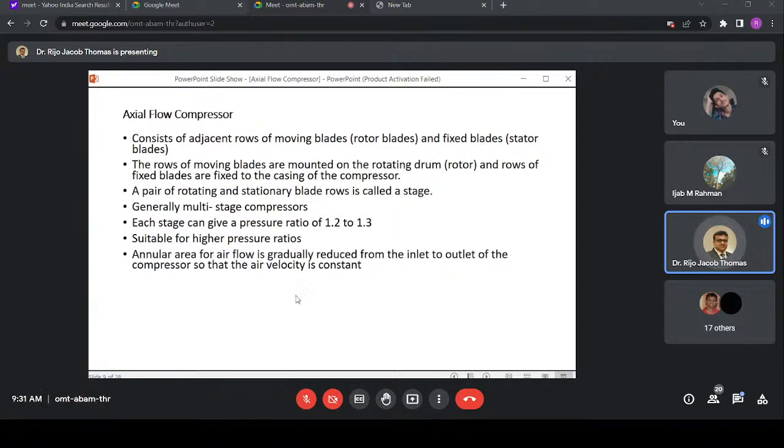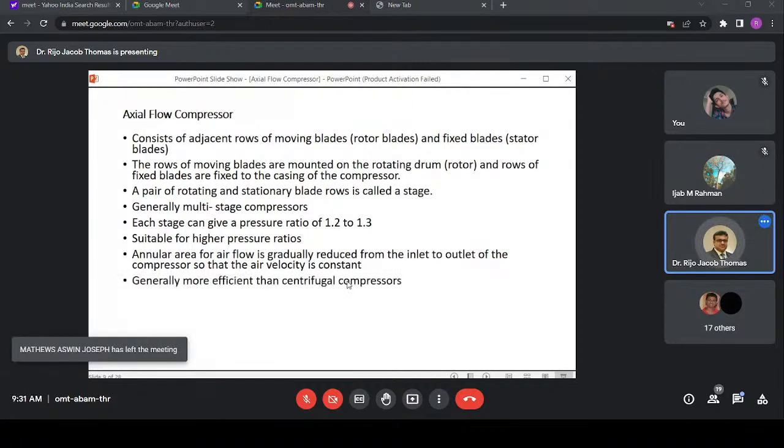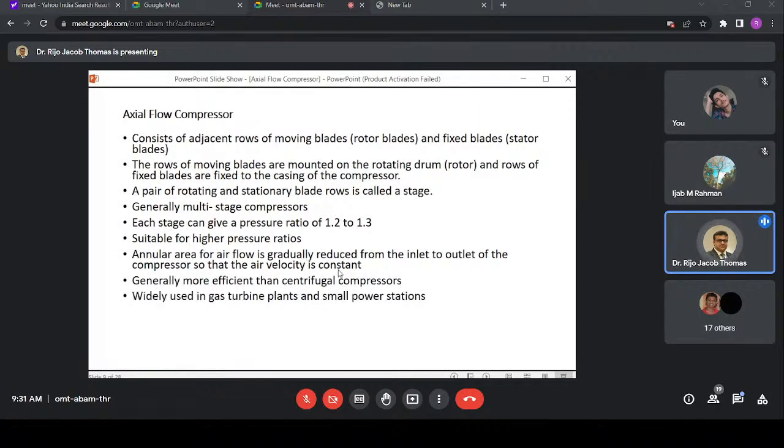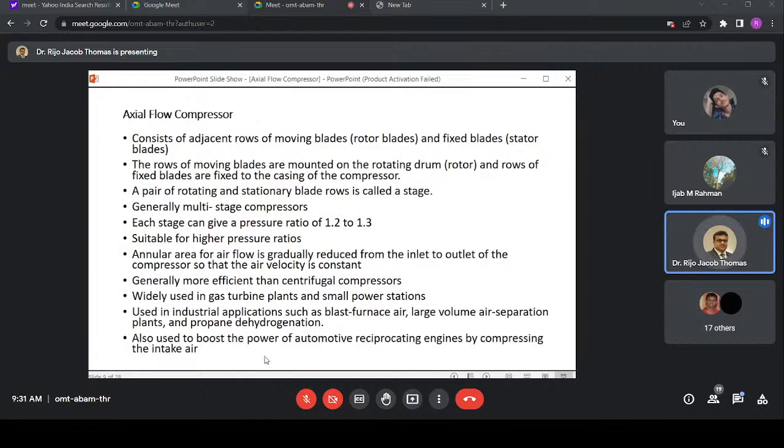The annular area of the airflow is gradually reduced from the inlet to the outlet of the compressor so that the air velocity is constant. So this is how they do it. Generally more efficient than the centrifugal compressor, in most cases. They are widely used in gas turbine plants, power plants, also in blast furnaces, air separation, cryogenic air separation plants, propane dehydrogenation plants, and also there is something called a supercharger. I don't know whether you have heard, especially in lorries, there is something called a supercharger.